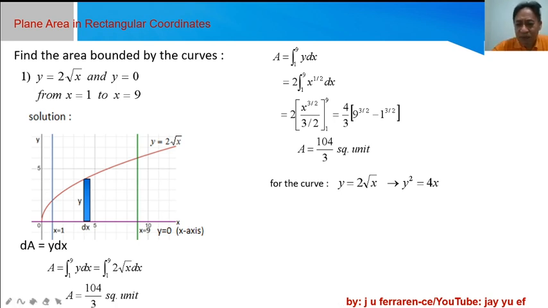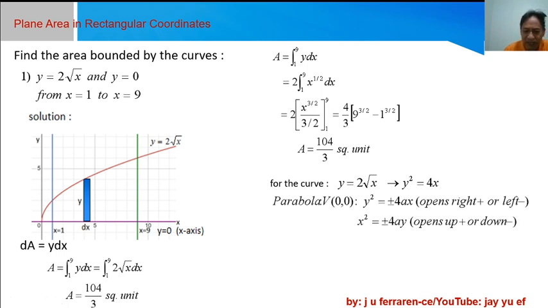And if the vertex is at the origin, the parabola can open to the right, or it can open to the left when there is a minus sign on the constant before your x. Okay? So, just to recall the equation of your parabola: a parabola with vertex at 0, 0 has the equation y squared equal to plus or minus 4ax. This is a parabola that can open to the right if the constant before your x is positive, or if it's negative, then it will open to the left.